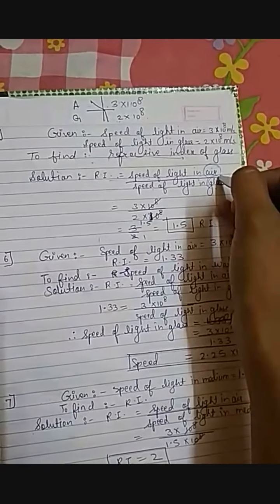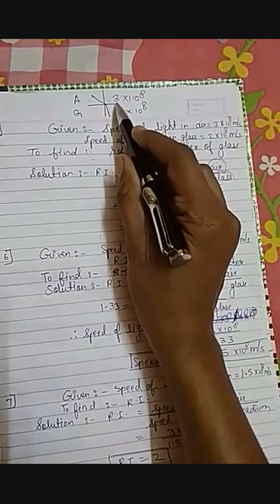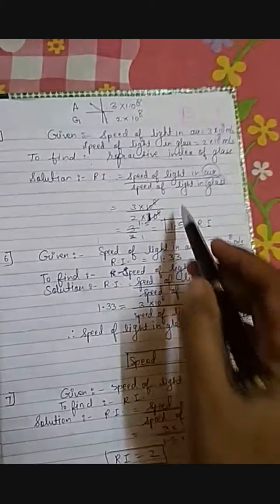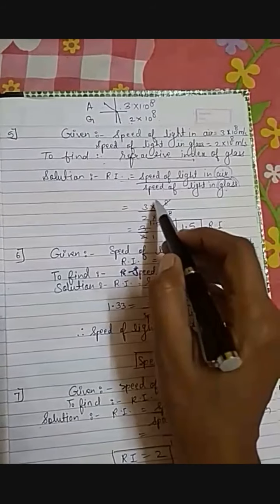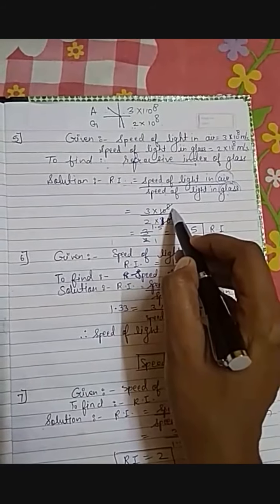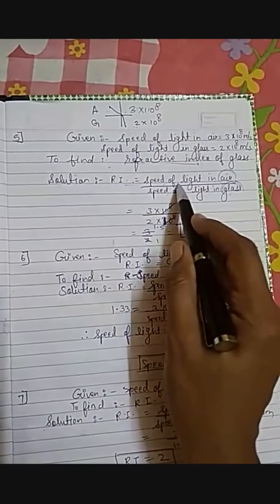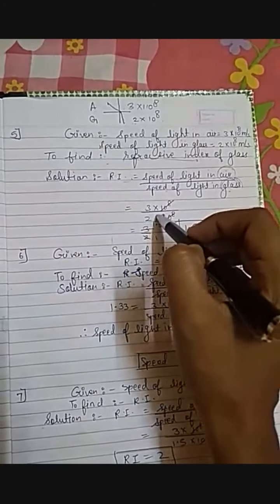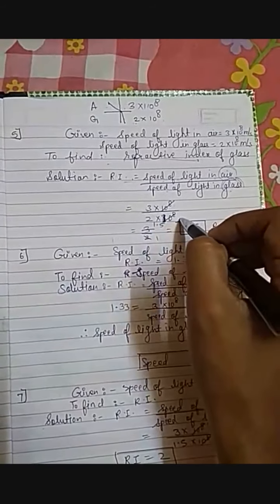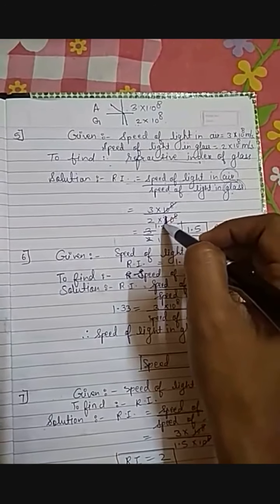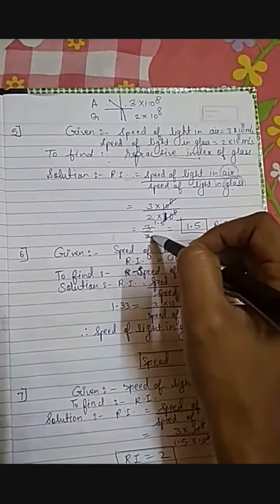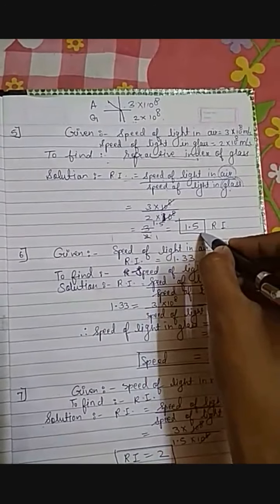Speed of light in air is a constant value which is always fixed, 3 into 10 raised to 8. तो numerical में अगर value नहीं दिया है तो हमेशा 3 into 10 raised to 8 ही लेना है. So 3 into 10 raised to 8 is the speed of light in air, and speed of light in glass is 2 into 10 raised to 8. So ये 10 raised to 8, 10 raised to 8 will get cut. 3 divided by 2 comes out to be 1.5.